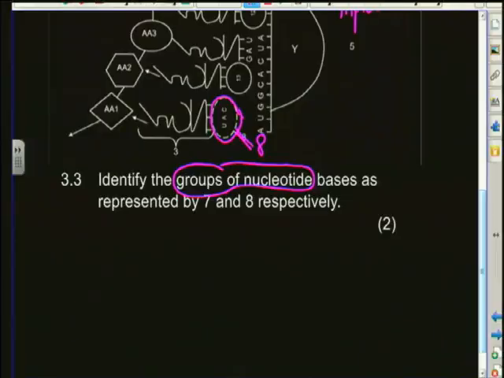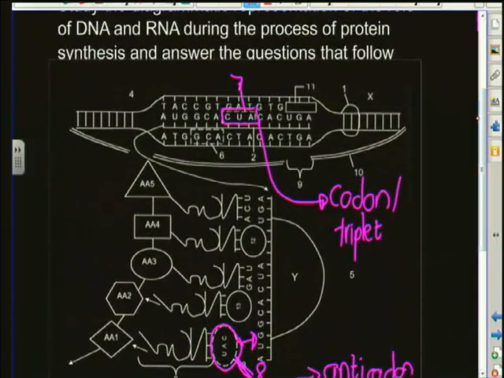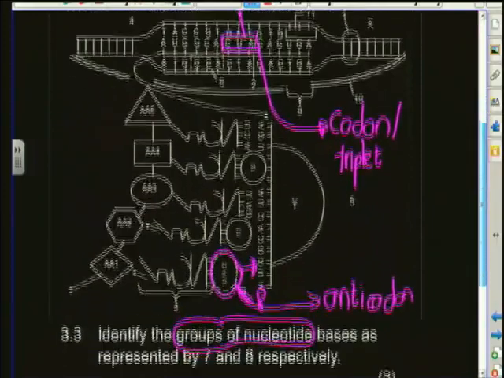Codons. Now, if you remember codons, then it's easy to remember number 8, because what does a tRNA bring in? What is it carrying? It's carrying the complementary bases to the codons, all right? And they are opposites, and we usually use the word anti for opposite. So that would then be my anticodon. All right, so number 7. Number 7 is the group.